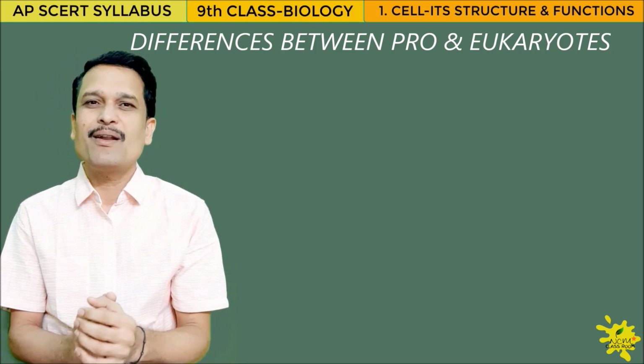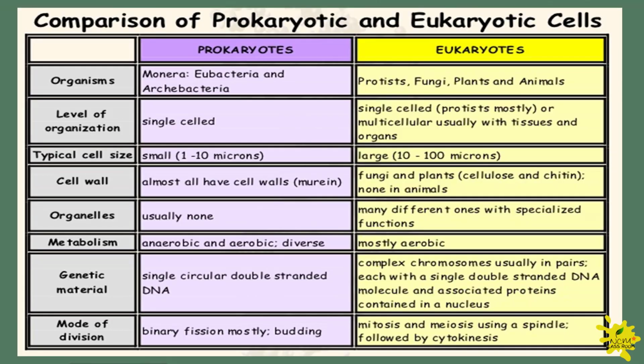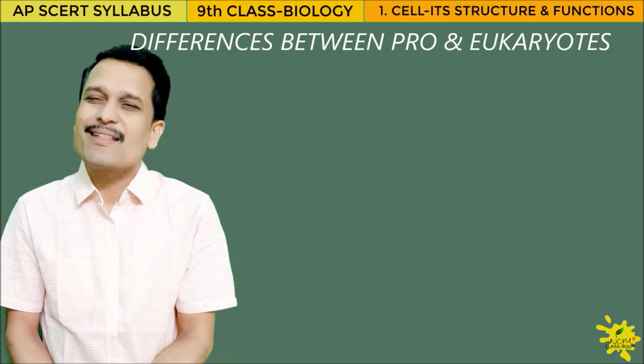Coming to the cell wall, the cell wall of prokaryotes is almost always made up of different materials, but in eukaryotes the cell wall is made up of cellulose, hemicellulose, pectin, etc. Now coming to another topic, nucleus.